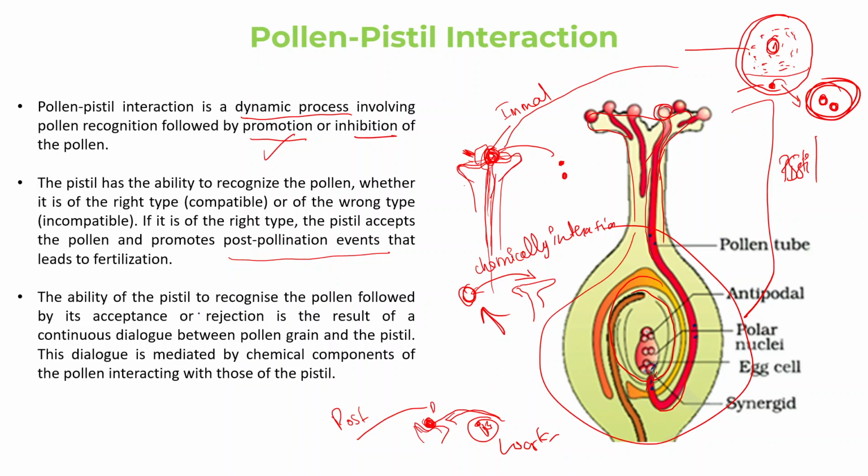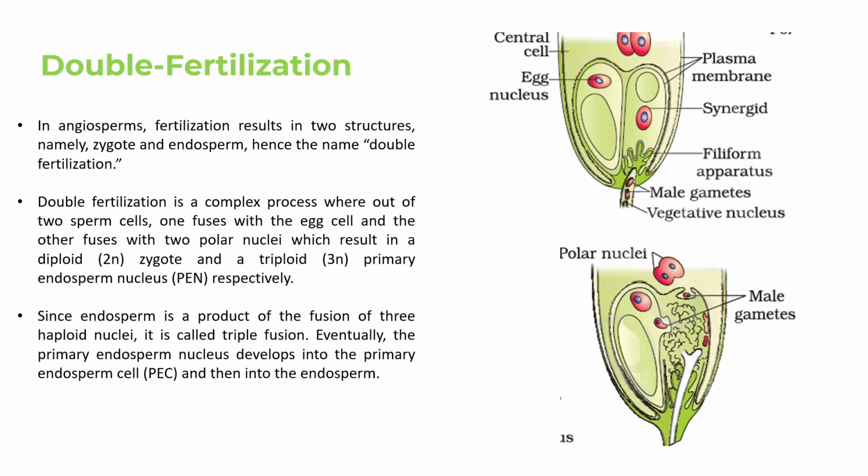The ability of the pistil to recognize the pollen, followed by its acceptance or rejection, is the result of a continuous dialogue between the stigma and the pollen grain. This dialogue is mediated by chemical interaction, chemical components. Now, the term here is double fertilization, and we need to understand this.